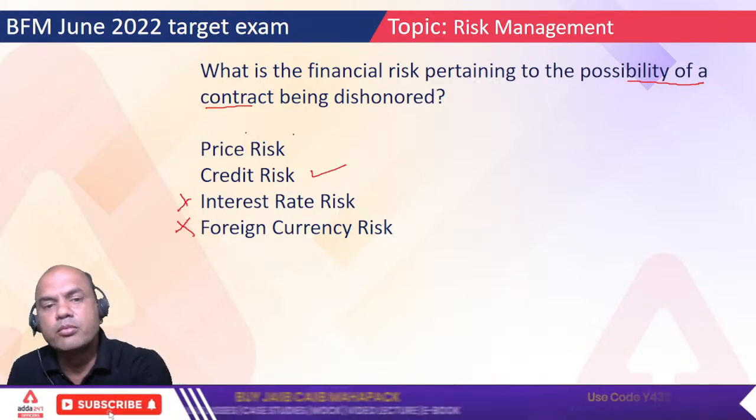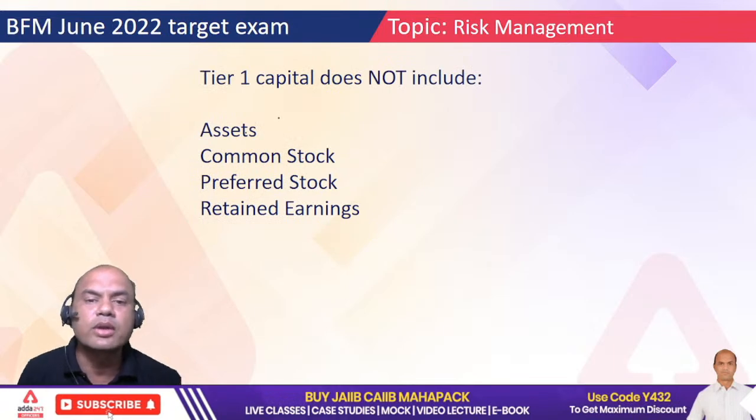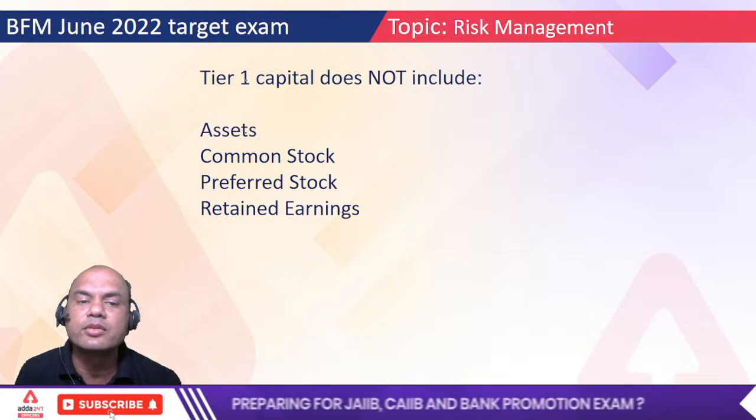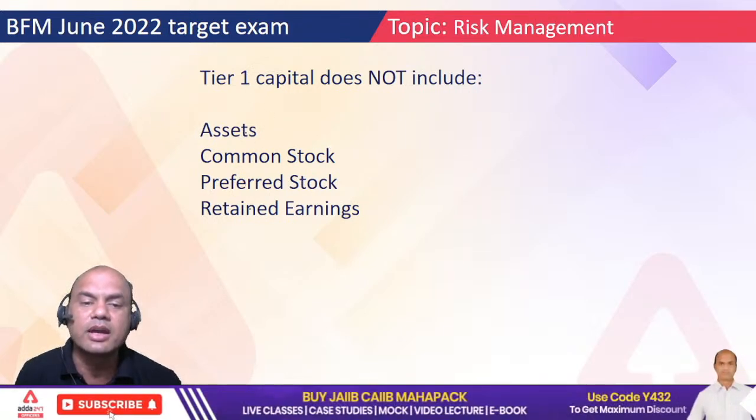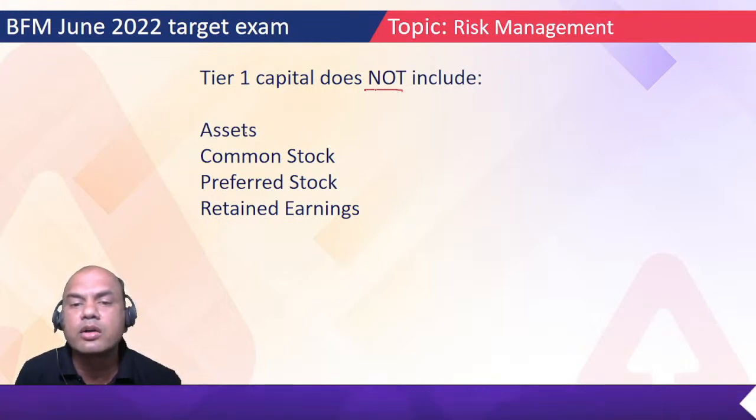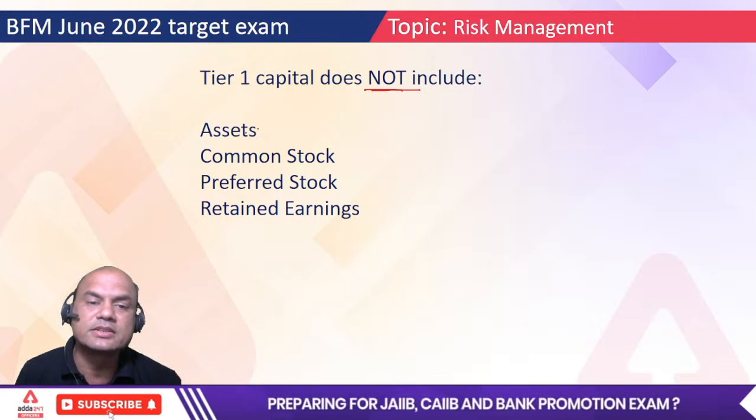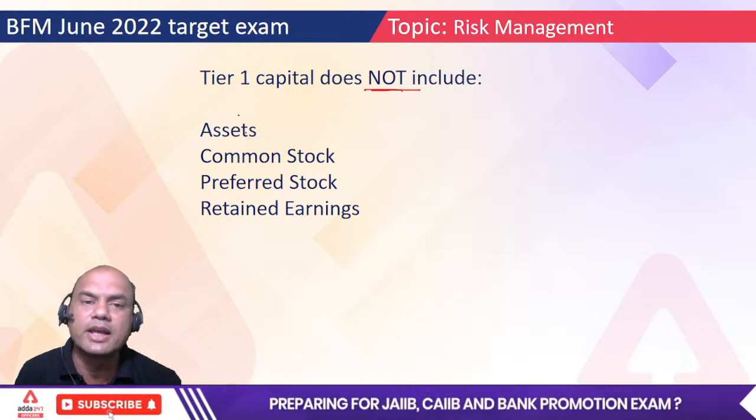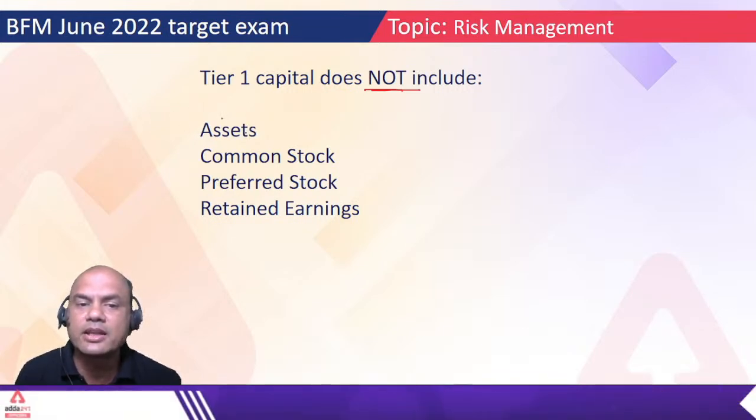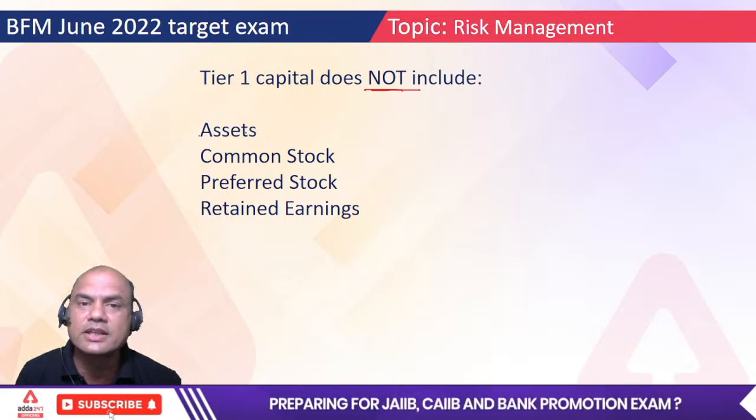Move on. Tier 2 capital does not include. So tier 2 means what? Free capital. So it includes what? Assets, common stock, preferred stock and retained earnings. What does it not include? Assets. If I own the assets, then whose assets are those? Mine. If I'm owning a house, that asset is mine. If I'm owning a stock, that asset is mine. So will it be a part of tier 1?